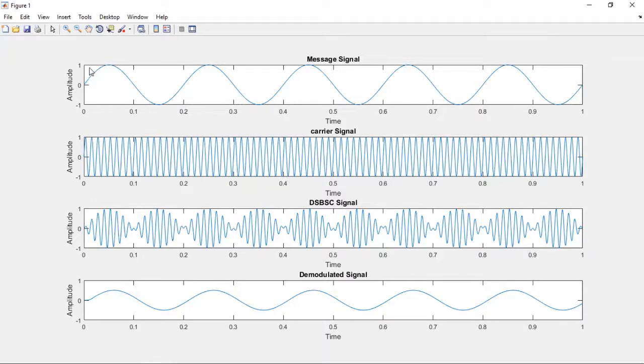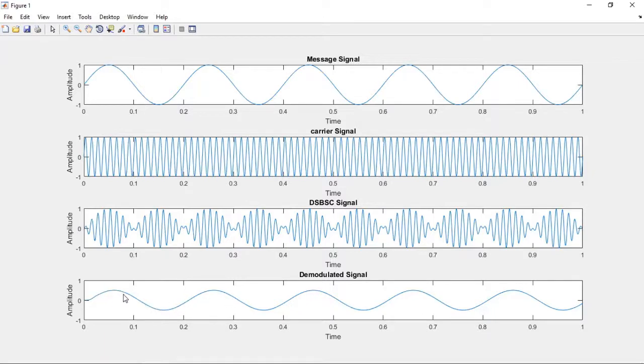So message signal amplitude multiplied by the carrier amplitude at different instants of time, we will be getting the modulated signal. But what is happening here, when the message signal is going negative, there is a phase reversal of the carrier. That is the reason we are getting phase reversals at the zero crossings of the message signal. Then this DSBSC signal is applied to the synchronous demodulation. This received DSBSC signal is multiplied by the locally generated carrier and passed through the low pass filter. So we have used an nth order Butterworth low pass filter.